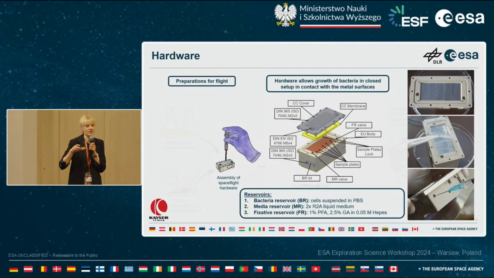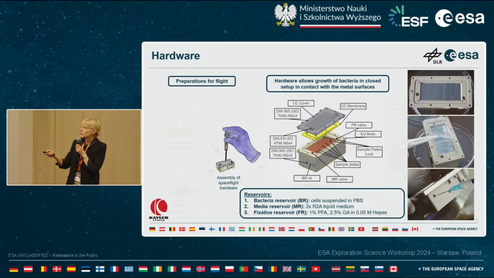And this membrane allows gas exchange. And then the hardware has 3 reservoirs. One reservoir for the bacteria, where they are stored, suspended in PBS. Another reservoir for the medium, which is in this case also double concentrated R2A medium. And then one reservoir for the fixative. And in this case, we use a fixative that is composed of PFA, paraformaldehyde, and glutaraldehyde, which was specifically selected to preserve the ultrastructures of the biofilms for later scanning electron microscopy.